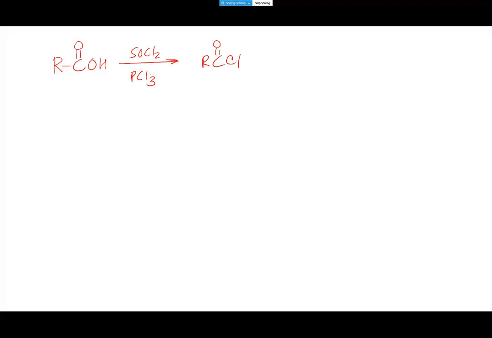And then the question is, so what do I do with acid chlorides? And the two things we've talked about so far to do with acid chlorides is to react them with alcohols. And what kind of functional group do I make there? Carboxylic acid chloride plus an alcohol makes an ester, plus HCl.